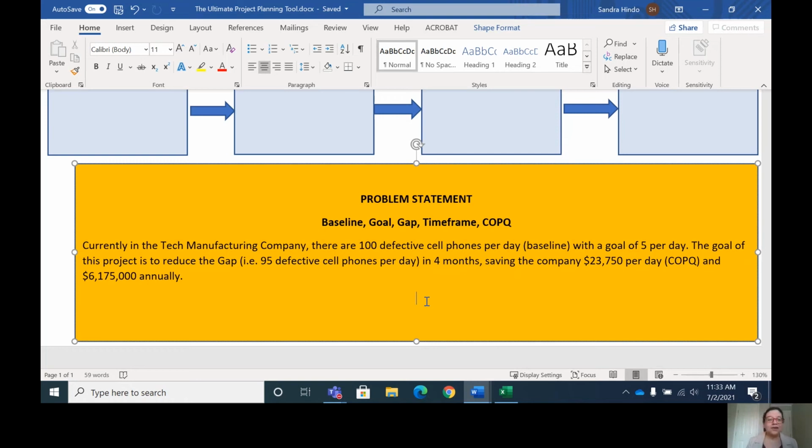Well, CEO, currently in the tech manufacturing company, there are 100 defective cell phones per day, baseline, with a goal of 5 per day. The goal of this project is to reduce the gap, that is, the 95 defective cell phones per day, in 4 months, saving the company $23,750 per day and $6.1 million annually.